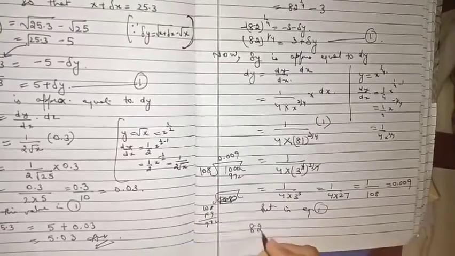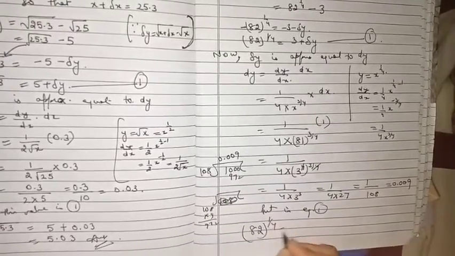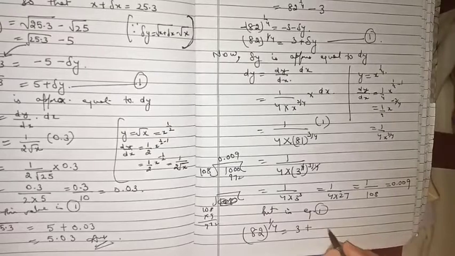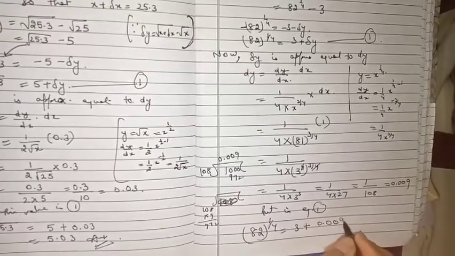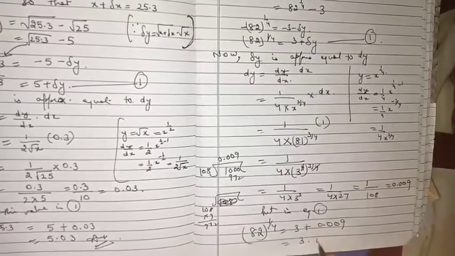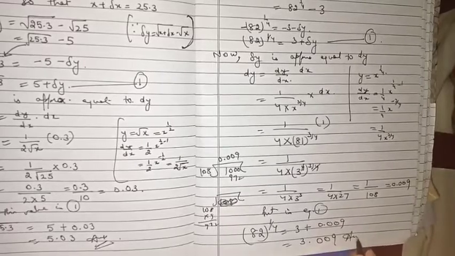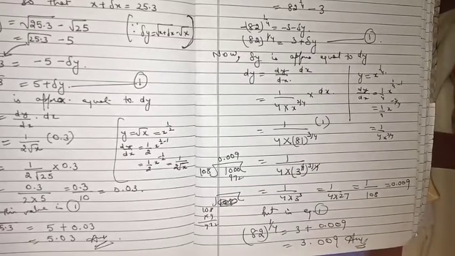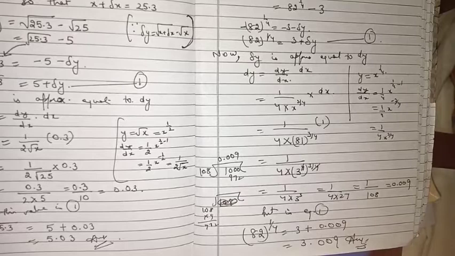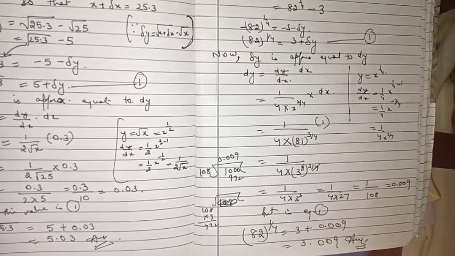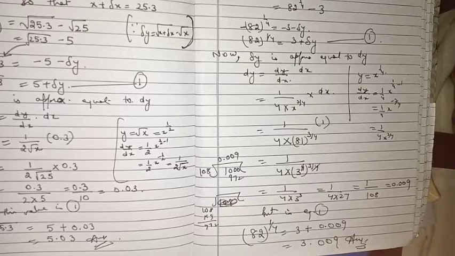Put this value in equation number 1. You will get 82 power 1 by 4 is equal to 3 plus delta y, which is 0.009. So the answer is 3.009. This is my answer. This is the way how to approximate the values using the concept of derivatives. I hope it is very easy. You will find it very easy and convenient, and you can try your questions.